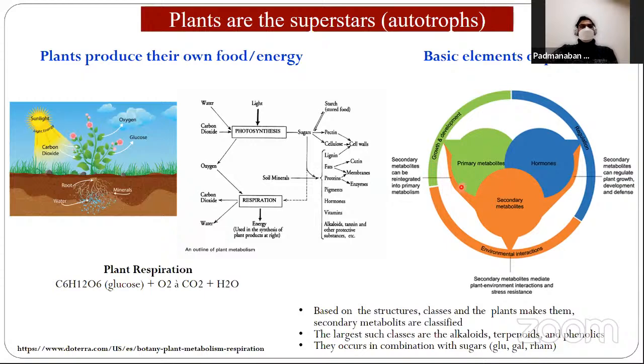So primary metabolites govern their growth and development, and in such a way, hormones also regulate the production of primary metabolites as well as secondary metabolites. And primary metabolites in turn support the production of secondary metabolites, and secondary metabolites protect the plant. So secondary metabolites interact with the environmental conditions so that they can produce defense compounds against the stress. So this is the basic biology of what the plant has: primary metabolites and secondary metabolites.